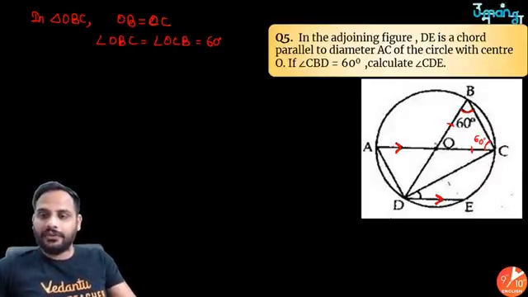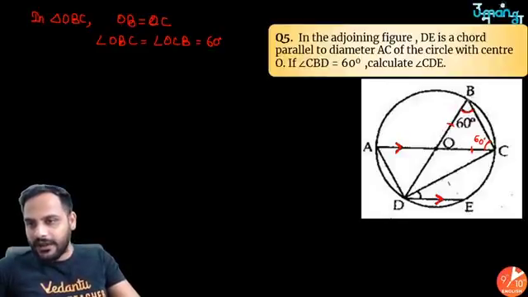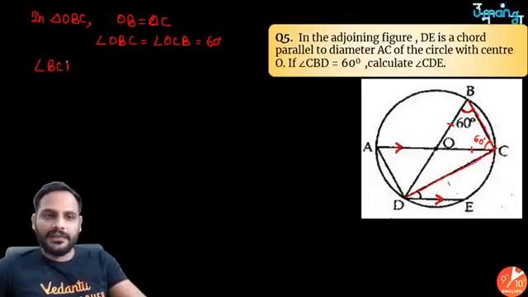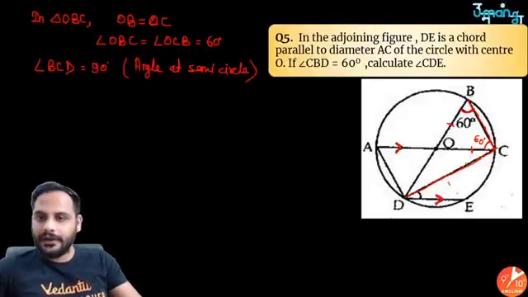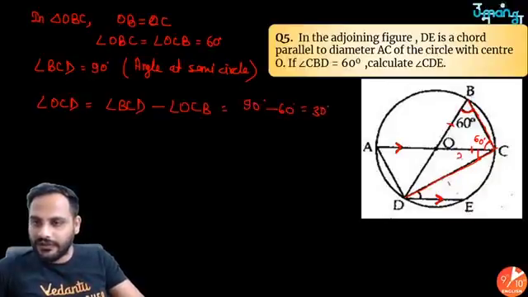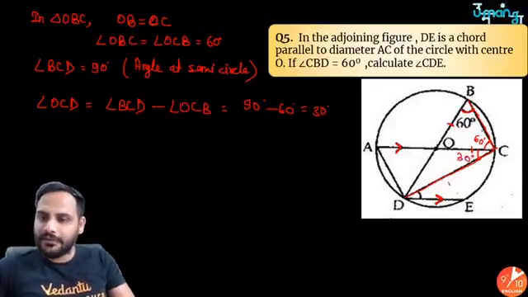One more thing I know. Since BD is a diameter, angle BCD must be 90 degrees, because it is the angle at a semicircle. So angle OCD is equal to angle BCD, which is 90, minus angle OCB, which is 60. So 90 minus 60 is 30 degrees, obviously. This angle is 30 degrees. That is why the complete angle is 90 degrees.